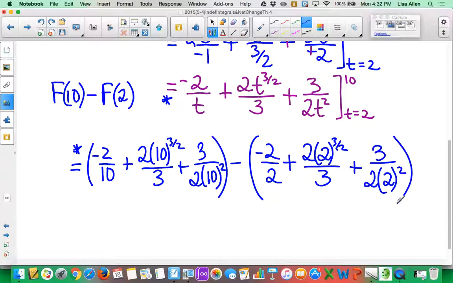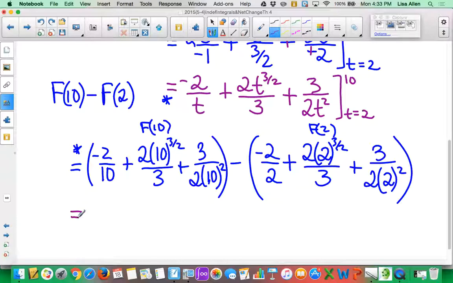Okay, let me make sure we have everything plugged in all right. We have negative 2 over 10 plus 2 times 10 to the 3/2 over 3 plus 3 over 2 times 10 squared. That's f of 10. And then f of 2: negative 2 over 2 plus 2/3 times 2 to the 3/2 plus 3 over 2 times 2 squared. Okay, so now we're going to simplify this expression. Ooh, there's a lot involved here. Either use a calculator or get things straightened out here. I'm going to leave that up to you.